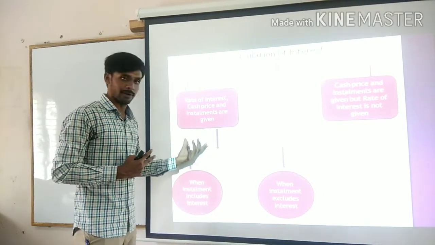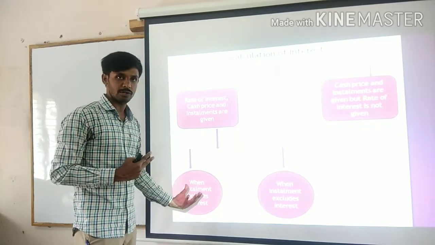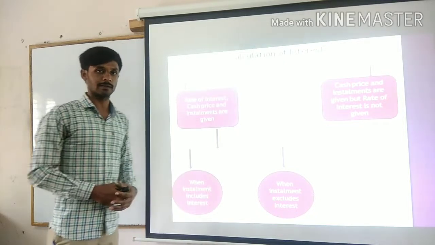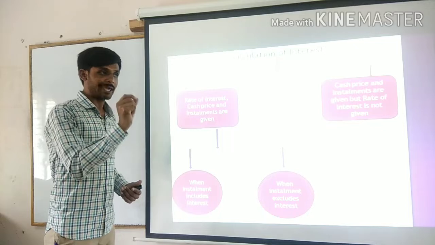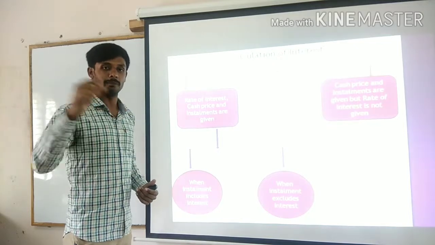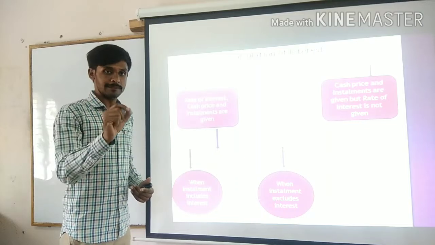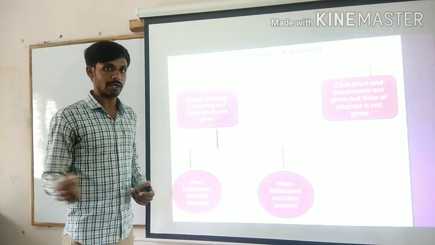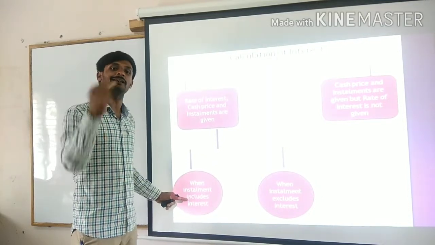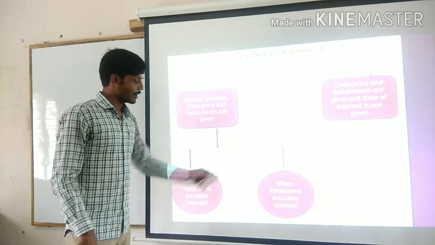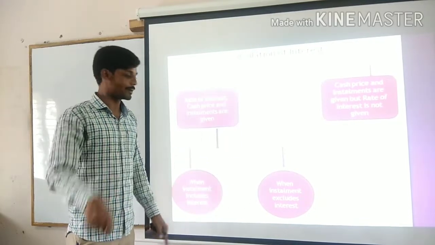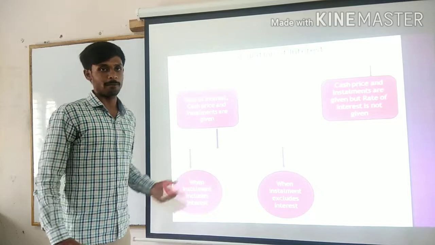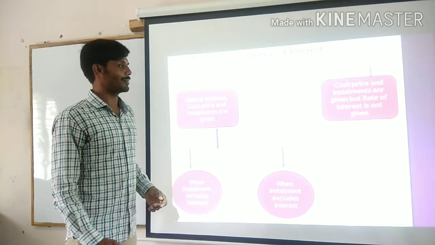If the rate of interest is given, again we will come across two major situations: when the installment includes interest, and when the installment excludes interest. For example, if A is purchasing a certain asset from B under the hire purchase system, and A is paying 20,000 every month as installment to B. If interest is included in that 20,000, how will we calculate the interest? If interest is not included in 20,000, how will we calculate the interest? That we will come to know by solving the practical problems. Okay. Next, we will move on to the next part.